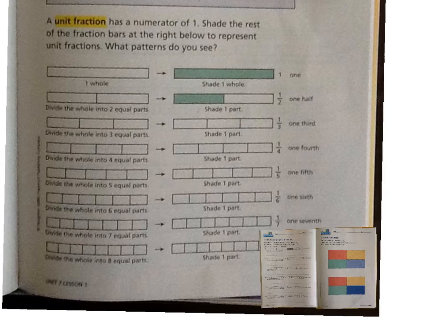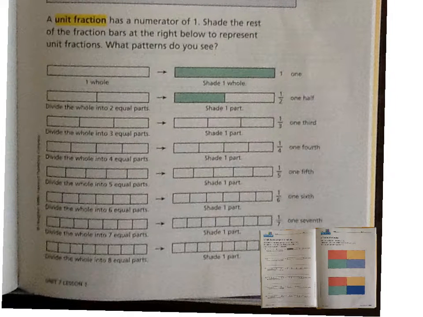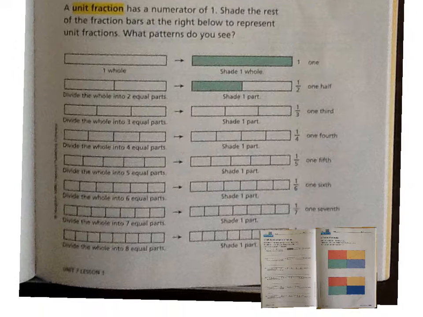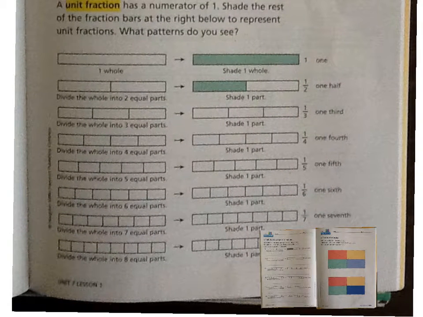So a unit fraction has a numerator of 1. Okay, so a unit fraction just represents one piece. Shade the rest of the fraction bars at the right below to represent the unit fractions. What patterns do you see? When it's 1, the unit fraction is a 1, so the whole thing's filled in. When it's 1/2, the unit fraction is still 1. The unit fraction is always a 1. It's the numerator of 1, so it's 1 of how many we're breaking it into. In our class this year, you would say each student is one of how many students there are in the class. So, next one says 1/3.